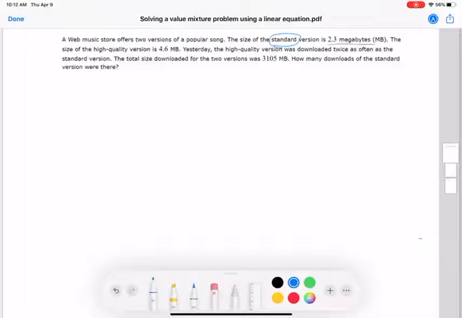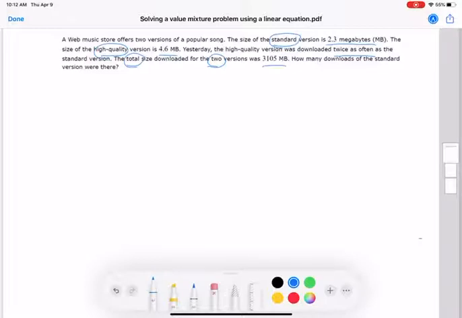2.3 megabytes. And the high quality version is 4.6 megabytes. And it says yesterday the high quality was downloaded twice as often, so 2 times as much as the standard. And then that the total of both of them was 3105. And they want to know how many of the standard version were there.